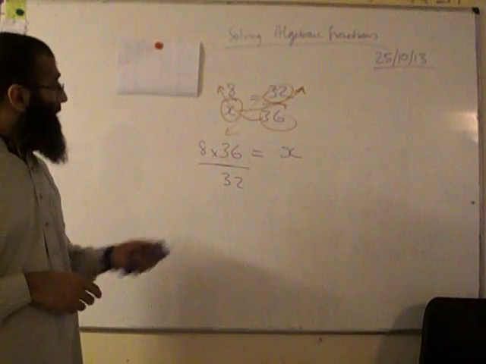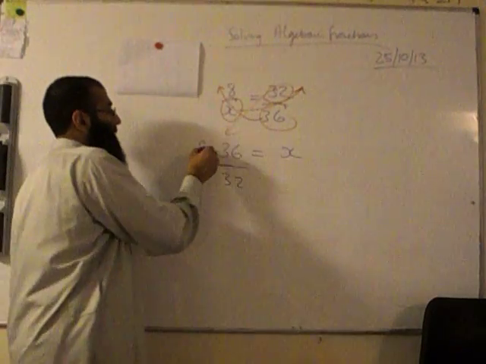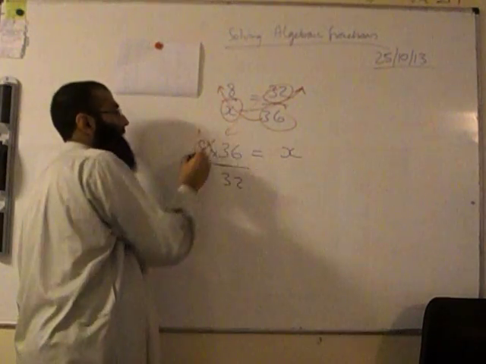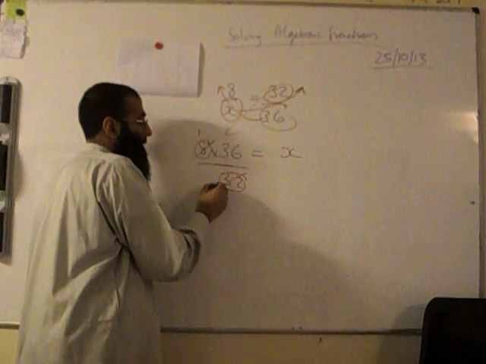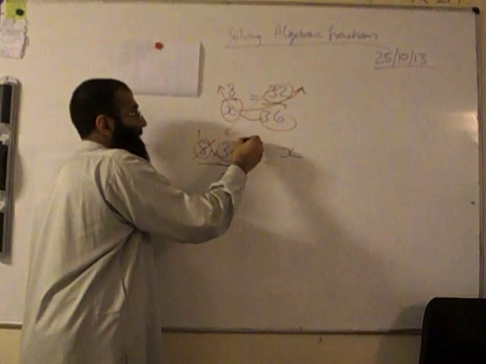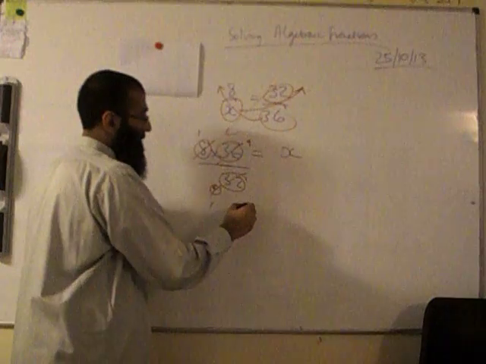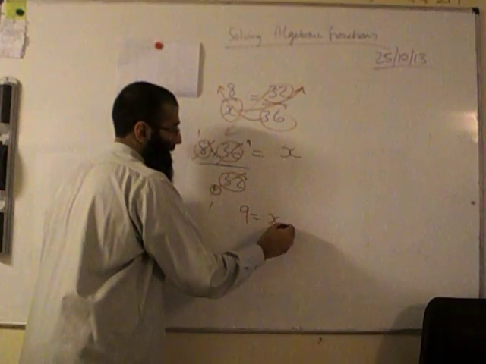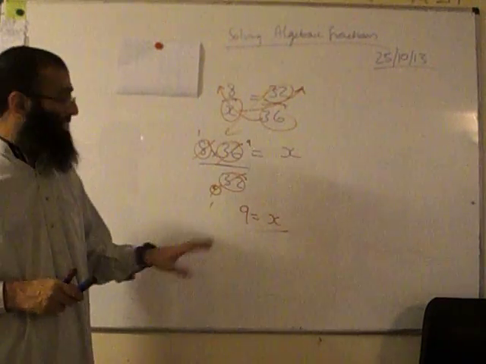Okay, now we're in the privileged situation here, we can just cancel it down. So 8 divided by 8 is 1, and 32 divided by 8 is 4. And then 36 divided by 4 is 9. And 4 divided by 4 is 1. So the final answer is 9 over 1. Okay, 9 equals x.